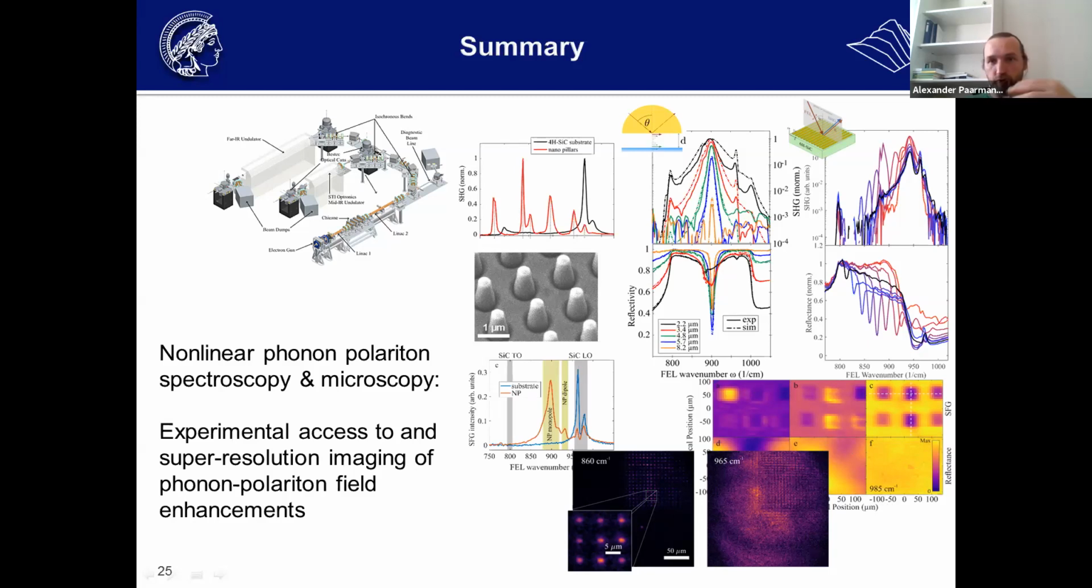And I hope I've shown you that we have experimental access, in some cases quantitative, in some cases qualitative, to these polaritonic field enhancements, and that we can also use this idea of frequency mixing of very different wavelength beams to do super resolution microscopy, and can also look at nanophotonic structures with this approach. And then I'm done, and I thank you for your attention.